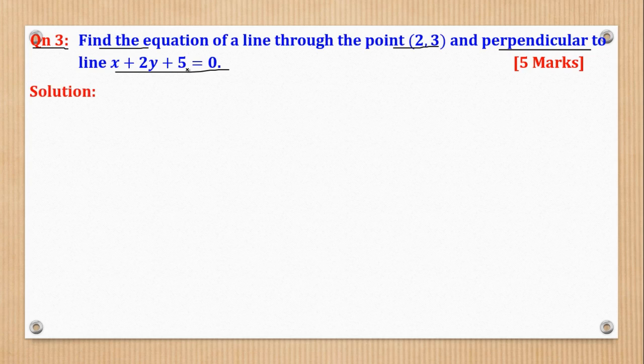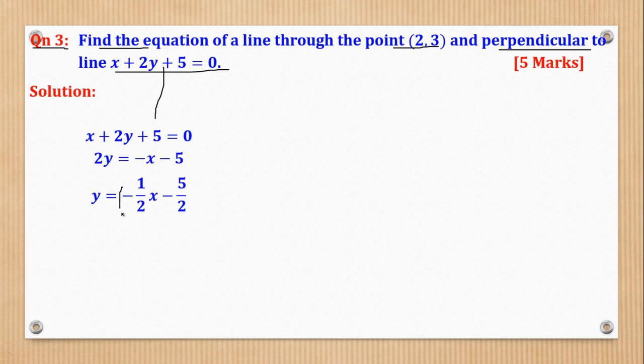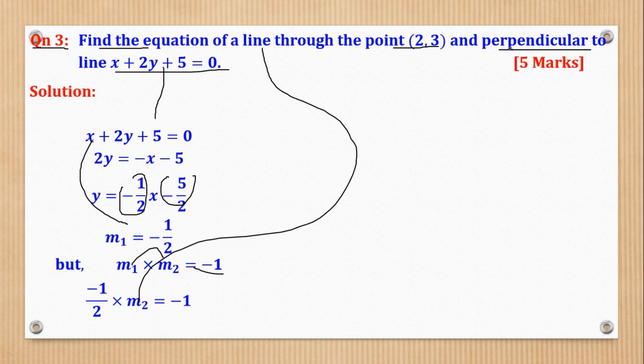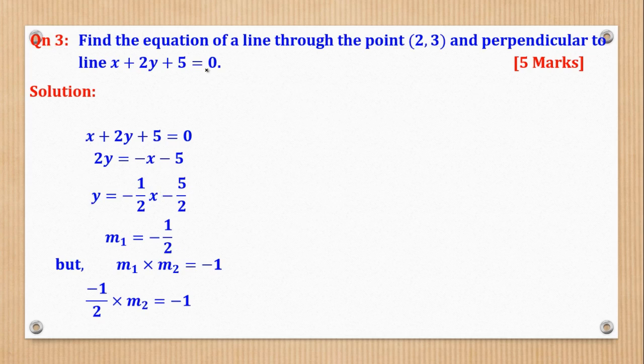Then question 3: find the equation of the line through the point (2, 3) and perpendicular to the line this. So for perpendicular lines, we know that the product of their gradients is equal to negative 1. So write the given line in the form y = mx + c, which is this. So this is m and this is c. That means that the gradient of this line is negative 1/2. But for perpendicular lines, the product of their gradients is equal to negative 1. So substitute for m1 and get the gradient of the line which is perpendicular to the given line. That gives us m2 as 2.